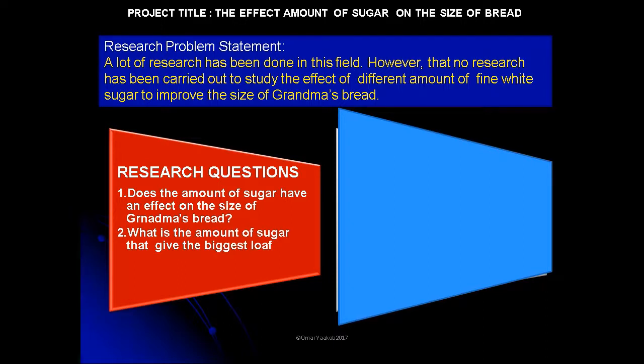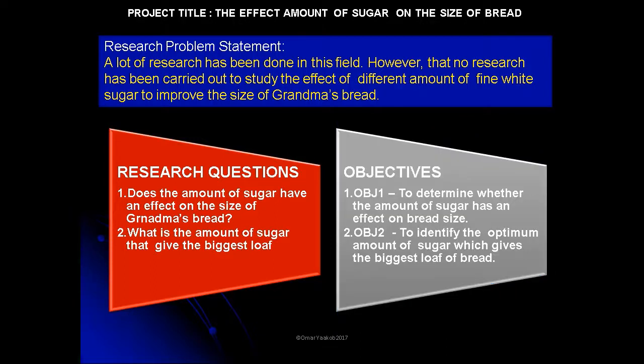So it's maybe something like, since we don't know the effect of the amount of sugar, that means we want to determine it, right? And since number 2 wants to know exactly which one, then you want to identify. Okay, so that's the two. These are the two objectives: to determine whether the amount of sugar has an effect on bread size, and to identify the optimal amount of sugar which gives the biggest loaf of bread.